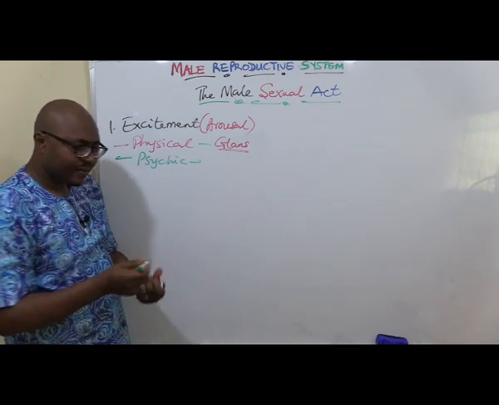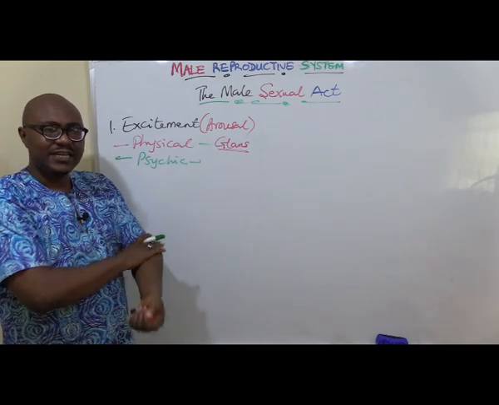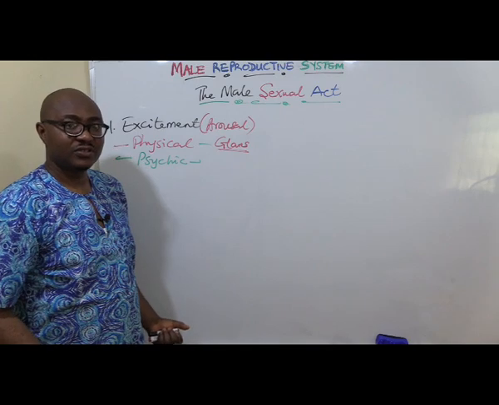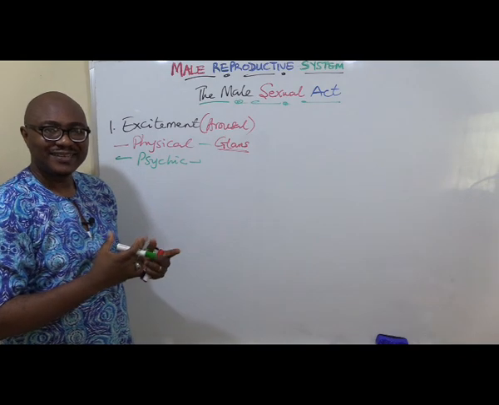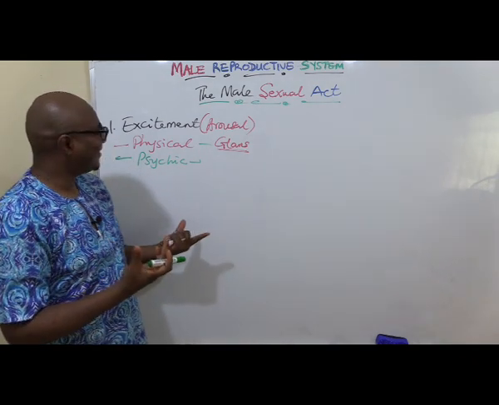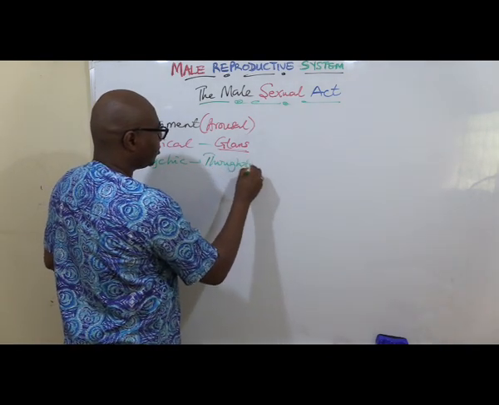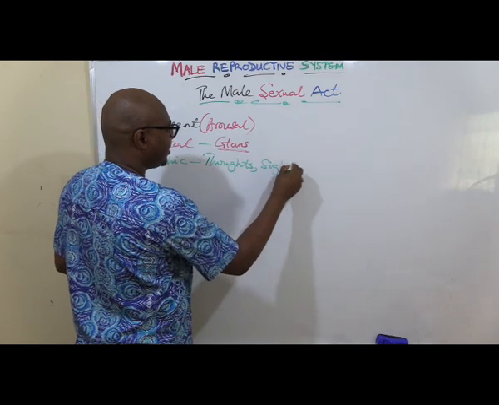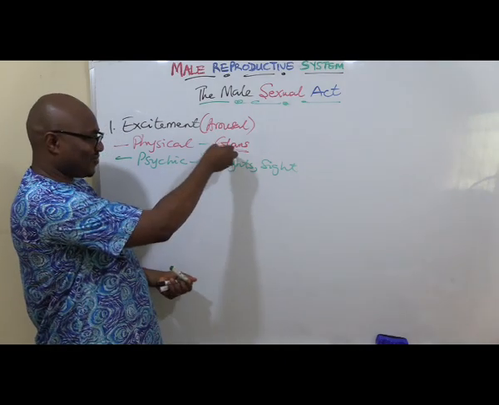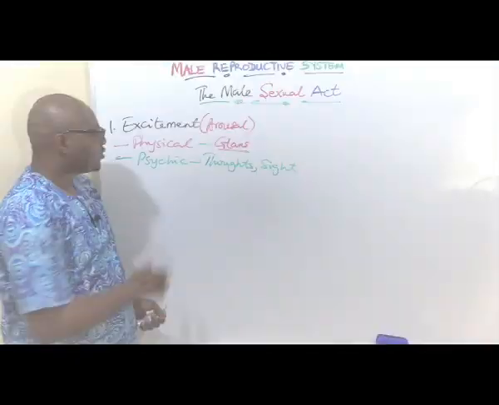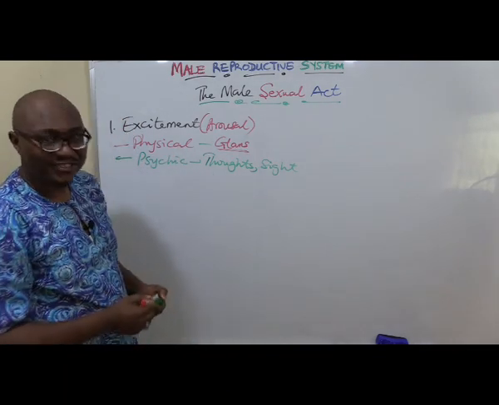Then also the psychic. It means that even without any physical touch, from your mind, just by thinking sexual thoughts, or watching a pornographic movie, you can get aroused, seriously aroused. So this has to do with thoughts, sight, from the higher centers. Whereas this one is from the glans penis, touch, sensory. So the outward manifestation of arousal is erection.